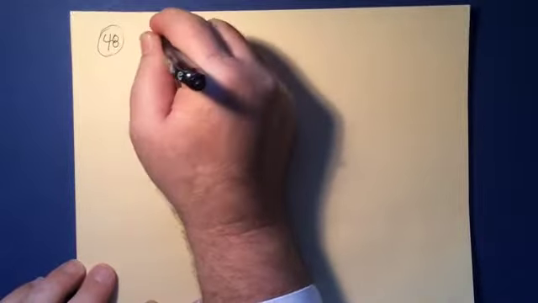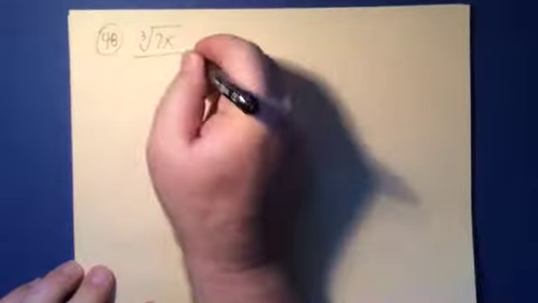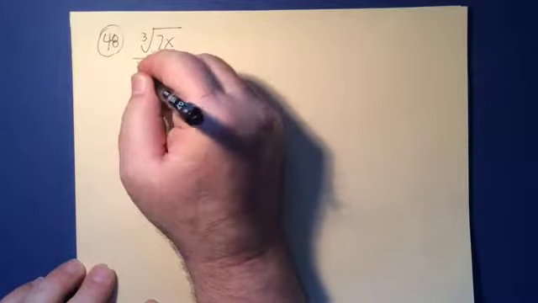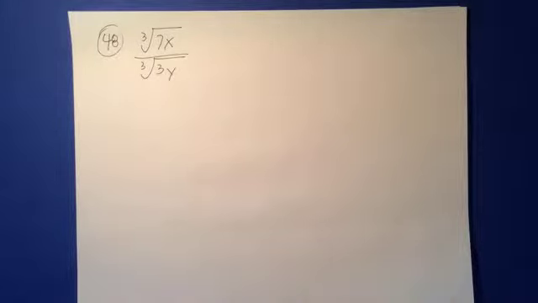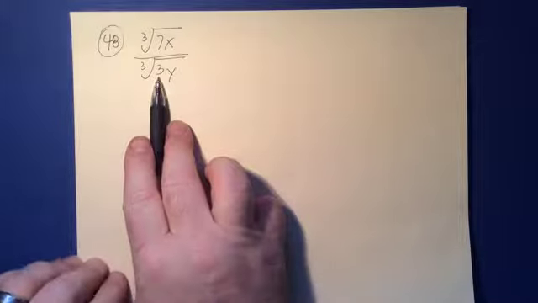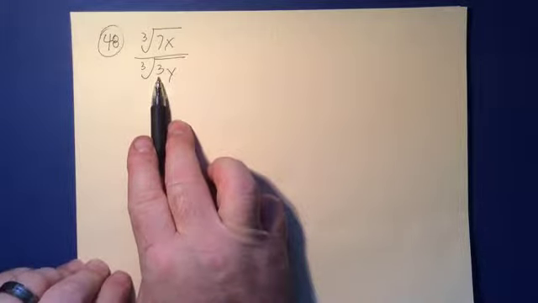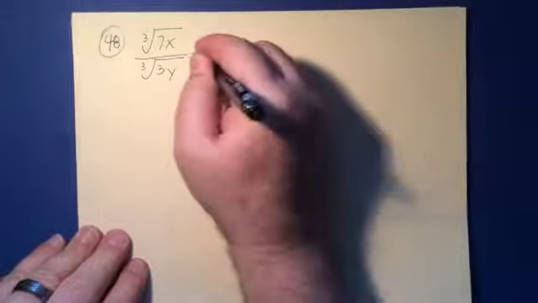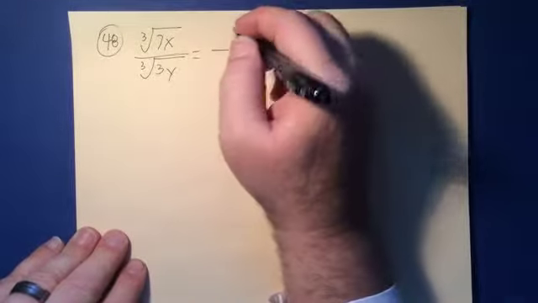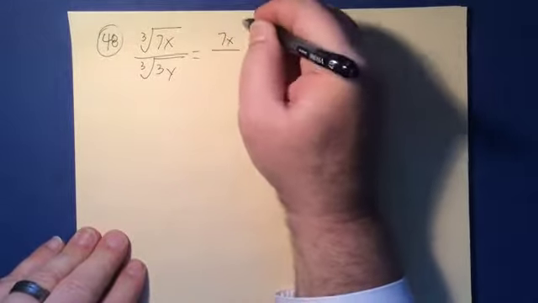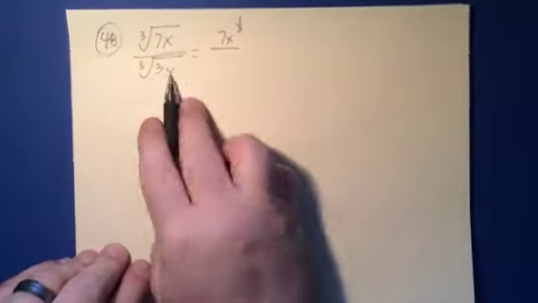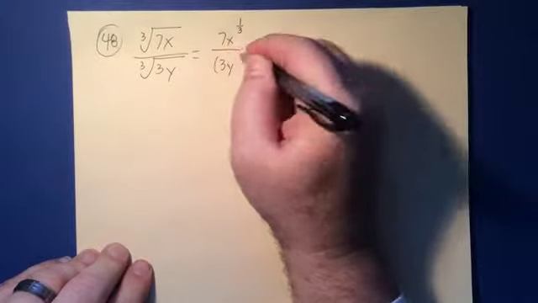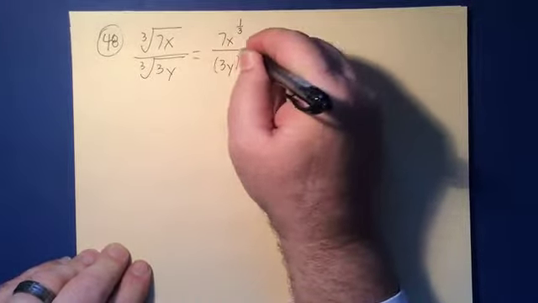Here we have the cube root of 7x divided by the cube root of 3y. Okay, so one thing that we can do to simplify this question a little further is I'm going to go ahead and write the bottom now. In fact, I'll write the top this way also. I'm going to write this as 7x to the 1 over 3. But now I'm going to write 3y to the 1/3.